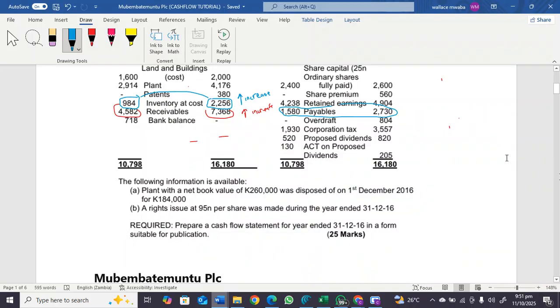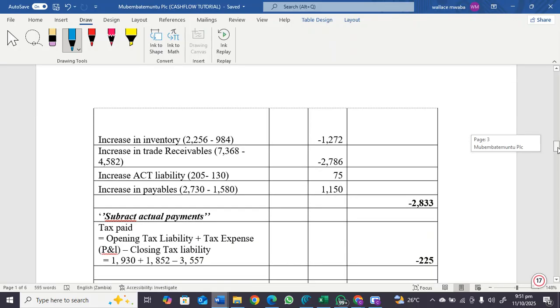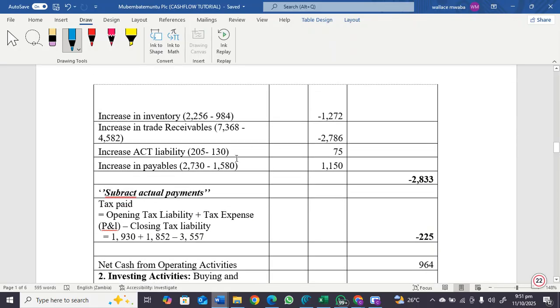First we start with payables. There was an increase from 1,580 to 2,730. So you subtract 2,730 minus 1,580, you get 1,150.